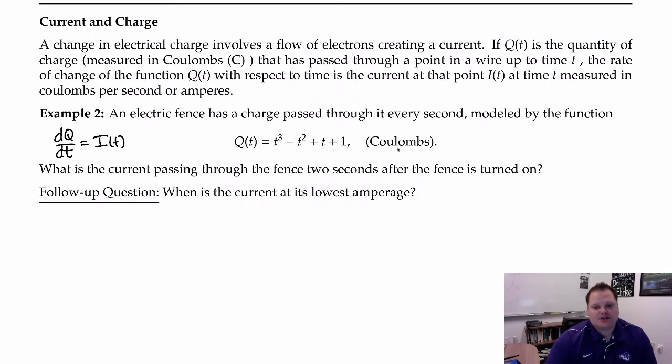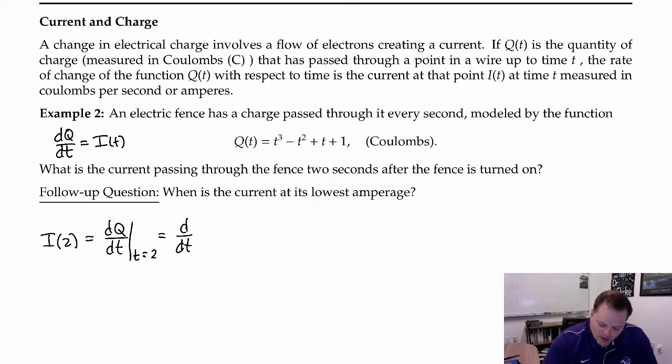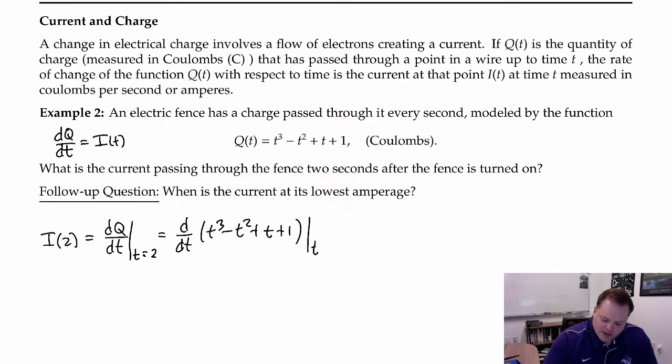Now here is the charge function for the charge flowing through an electric fence. What I want to know is what is the current that's passing through the fence 2 seconds later. So if I want to know the current 2 seconds later, well, that's the derivative of the charge after 2 seconds. And the derivative of the charge would be the derivative of this function evaluated at t equal to 2.